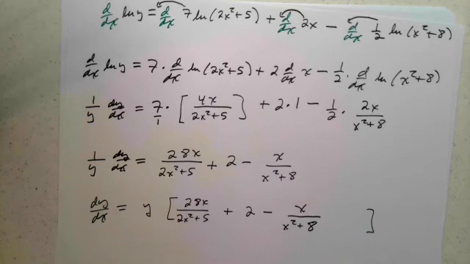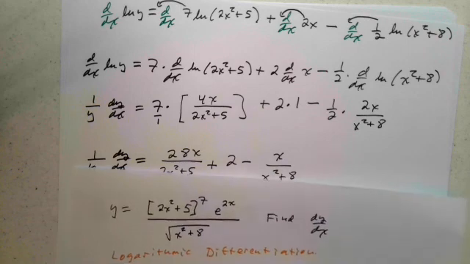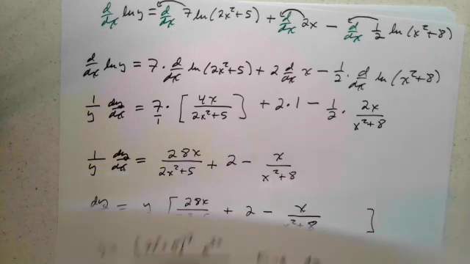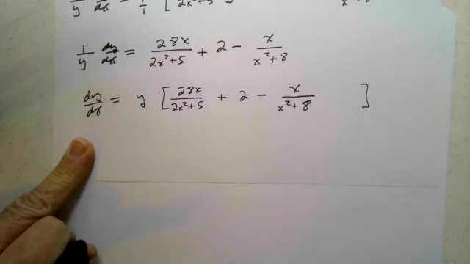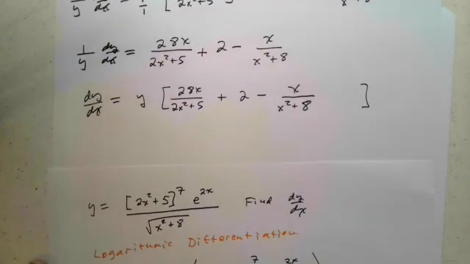But that's not really an answer because my answer still has a y in it. Now, what was y? Remember back from our first page? This was y, right? I'm going to replace that y with 2x squared plus 5 to the 7th times e to the 2x over the square root of x squared plus 8. So we know that from before.